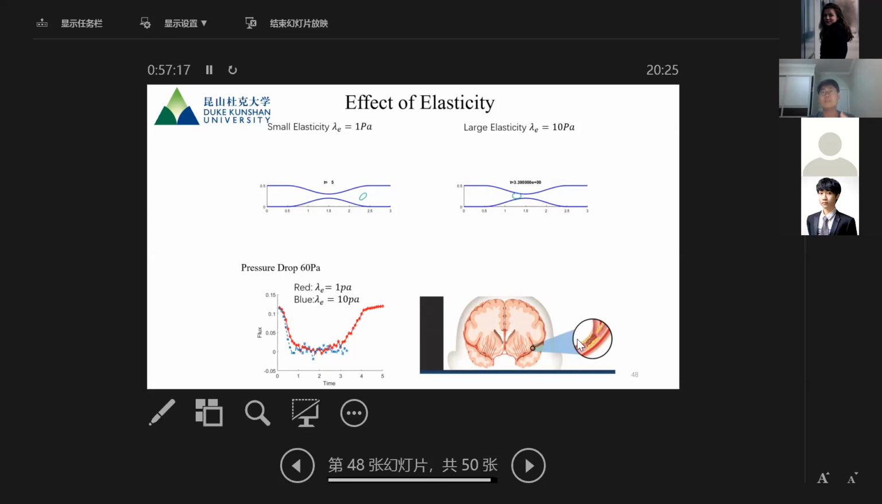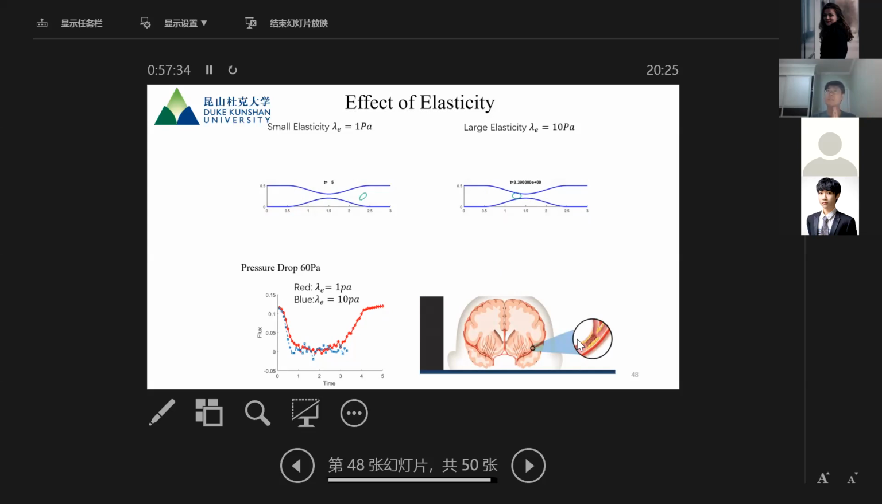Then it will induce the stroke. It will make damage to our brain tissues. Okay, and then induce the stroke. Okay, so now I have shown the different scales.